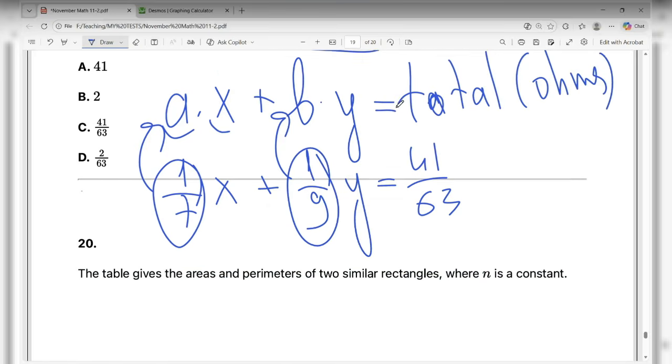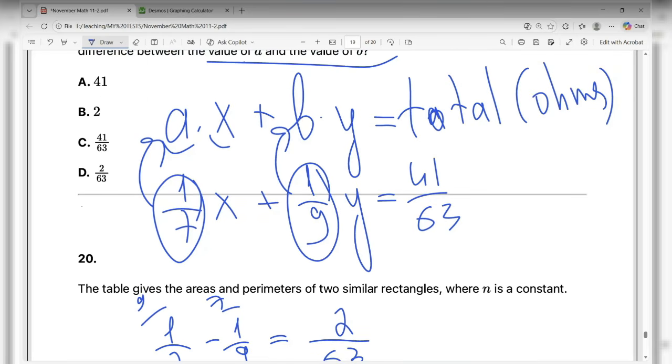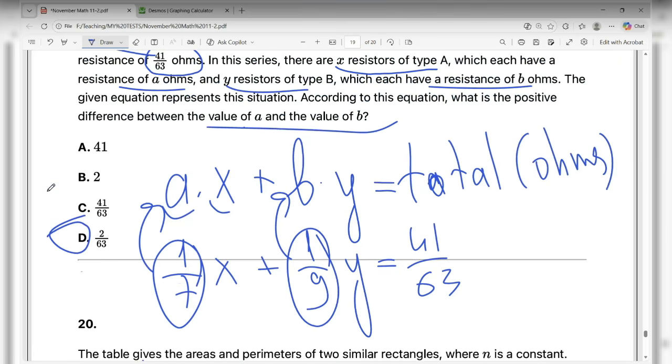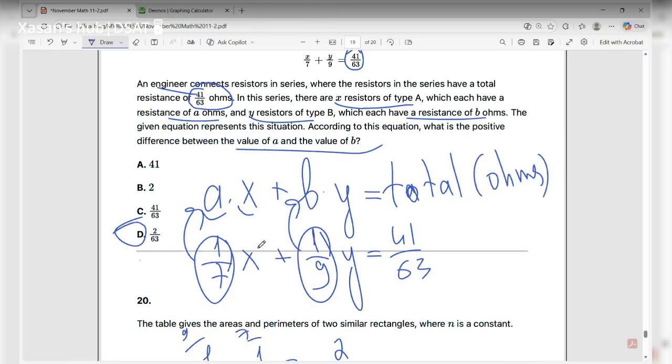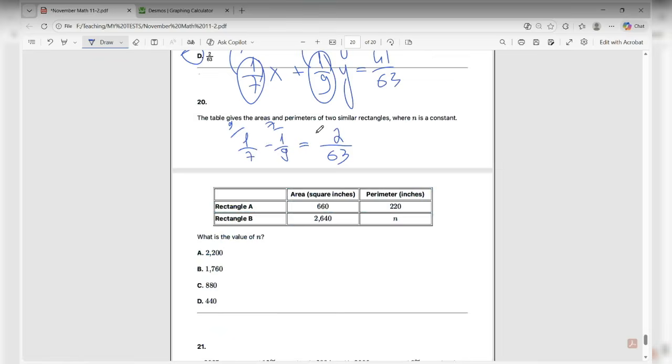And then 1 over 7 minus 1 over 9, we're gonna have 63, 9, 7, and 2. Yeah, 2 over 63, guys, is now the final answer here. I'm creating an equation and understanding the given equation. That's all. And we have question 20.